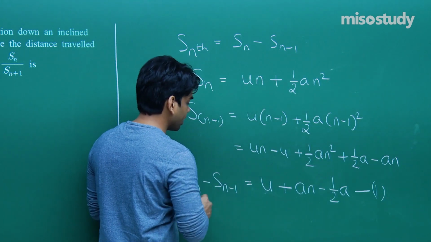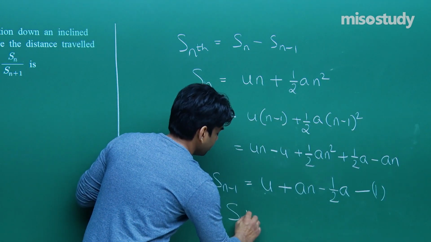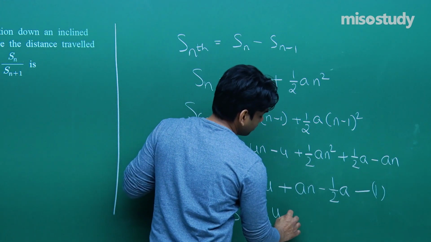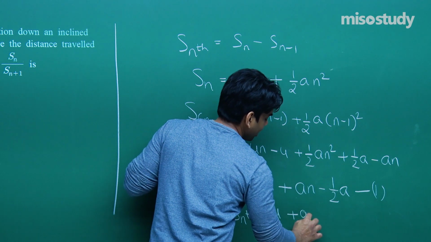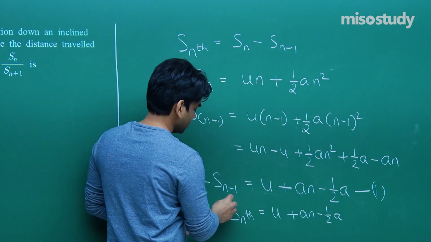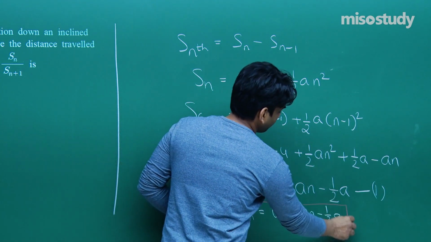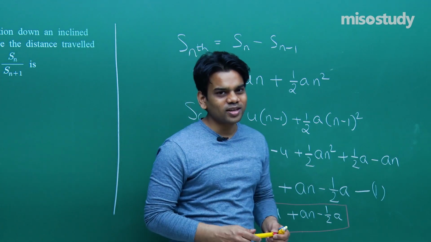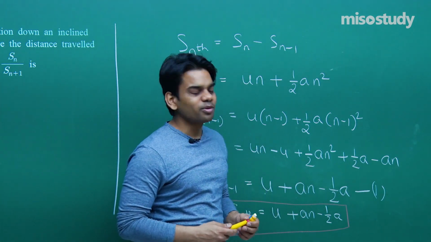So the distance traveled in the nth second, let me write a proper equation, will be u plus an minus half a. This is one equation. If you can learn it by heart, it will be very good for you. U plus an minus half a. That's quite simple for us to easily remember.